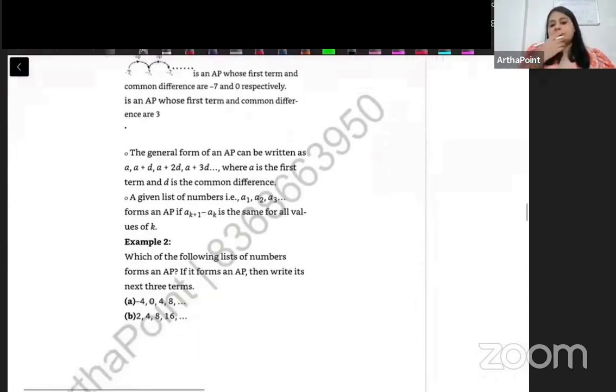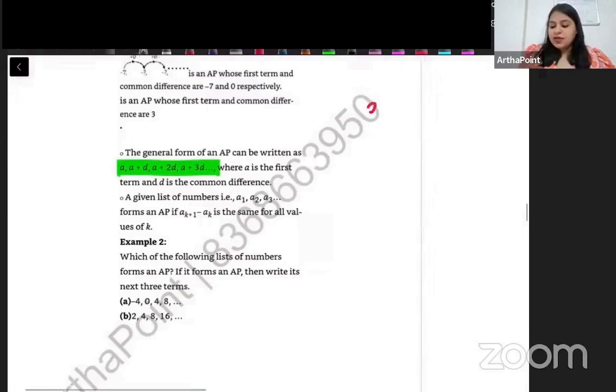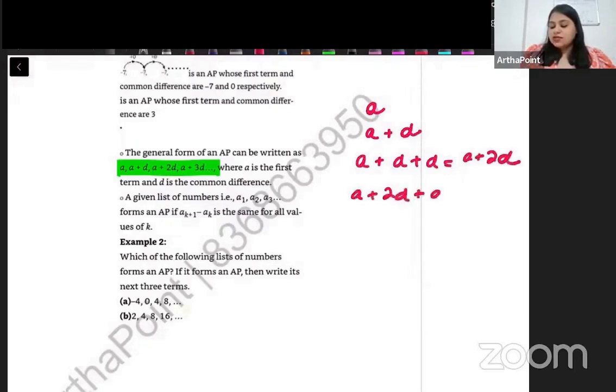Let us go ahead and take a few examples to check whether it is in AP or not. But before that, let me give you the notation of AP. Whenever things are in AP, it can be written like this. So you have the first term as A. In the second term, you will add a common difference D. In the third term, you will add another D, so it becomes A plus 2D. Then you will add another D to the last term, so it will become A plus 3D, and so on and so forth. This will be your AP.